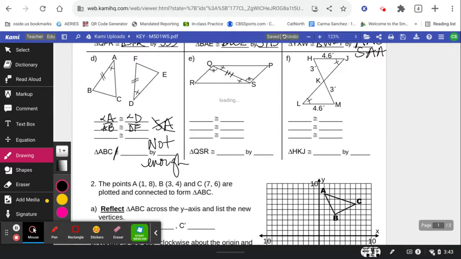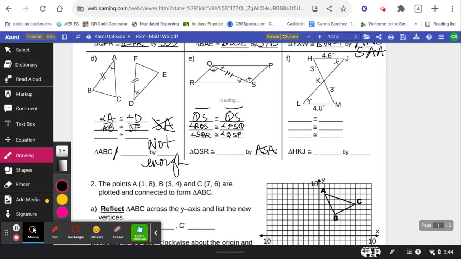Next one has a little sneaky reflexive side in there again. Side QS is equal to itself. And then we've got angle RQS is congruent to angle PSQ. And angle SQR is congruent to angle QSP. So the triangles are congruent by angle, side, angle.